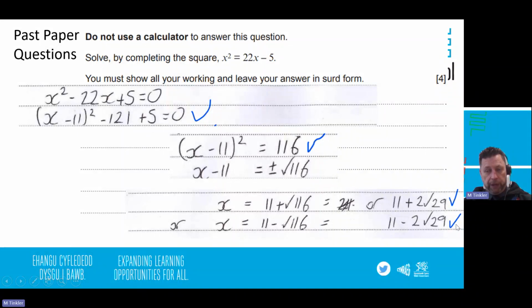And here's the third and the fourth mark where they come from. Okay, so that says minus 11. When you bring it to the other side, remember it says 11, not minus 11. And you split them into 11 plus and 11 minus.